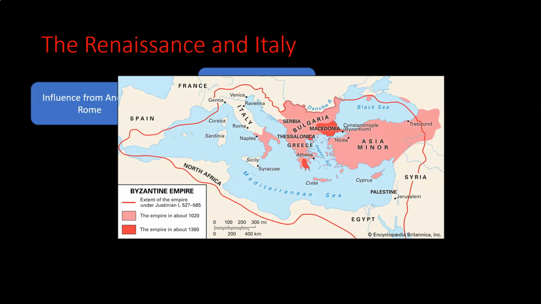So a lot of great thinkers from this area came back to Italy. So now Italy has a concentration of academics and great philosophers there. The fall of Constantinople really affects who's living in Italy and brings a lot of academia back there.